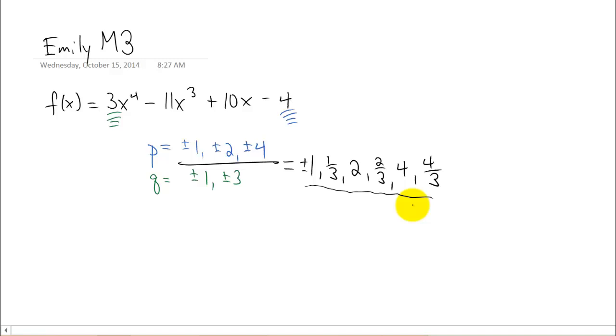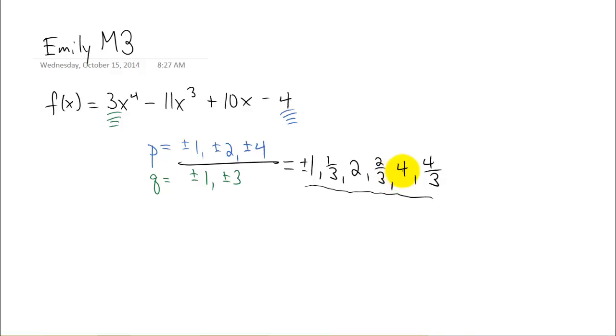So what you certainly could do is you could start with the very first one on your list and plug in, say, x equals 1 into the function and see if the function equals 0. And then if it doesn't, you go on to negative 1. Take negative 1 and plug it into the function and see if it equals 0. And you could go through your whole list until you find a 0 of that function.